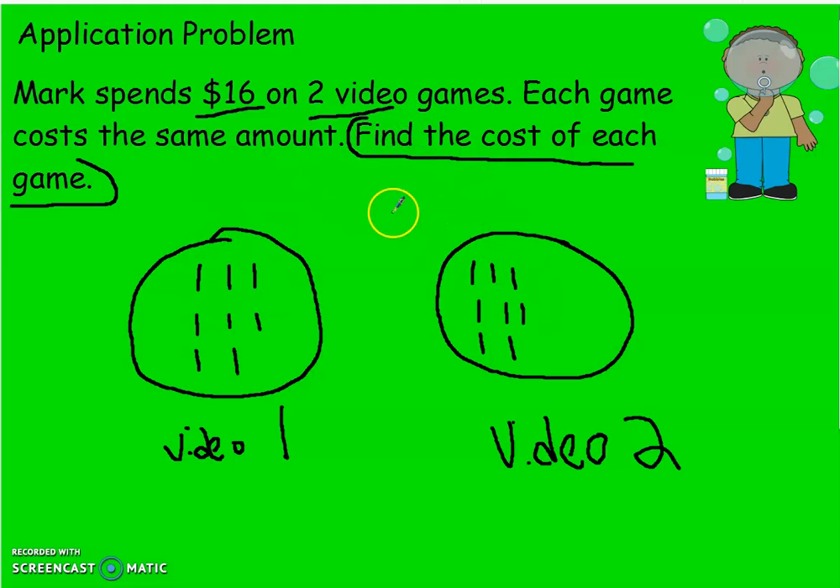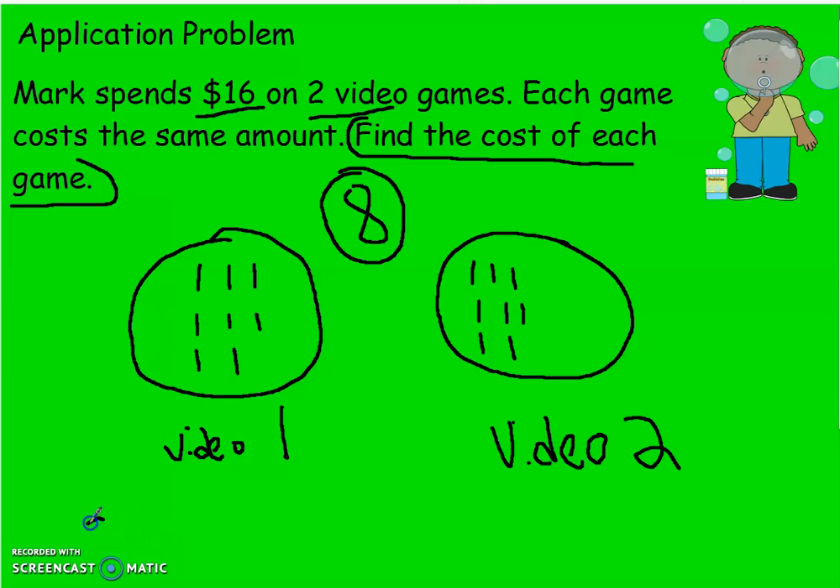So what was the question asking us? Find the cost of each game. So the cost of each game would be how many would be in one group. So how many dollars are in one group? 1, 2, 3, 4, 5, 6, 7, 8. So one video game cost $8.